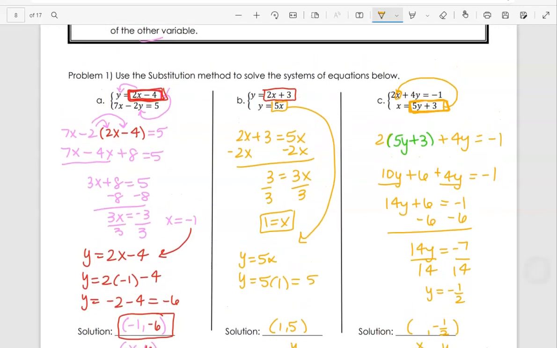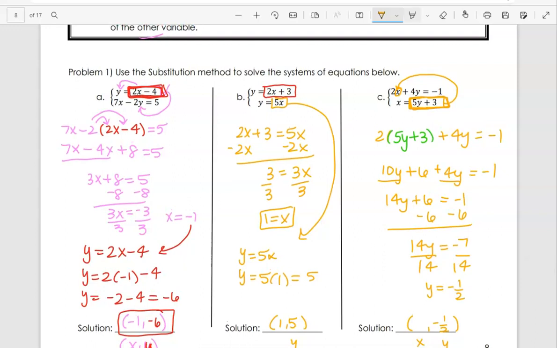Okay, so I'm going to come back to my equation. I know x equals 5 times y, now is -1/2, plus 3. X equals, multiply fractions, we go straight across, plus 3. I need a common denominator. That's going to be 6 over 2. 6 over 2 is the same thing as 3. This equals 1/2. Okay, that's my solution.